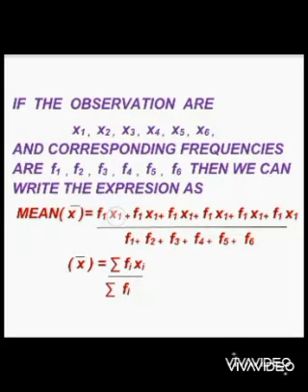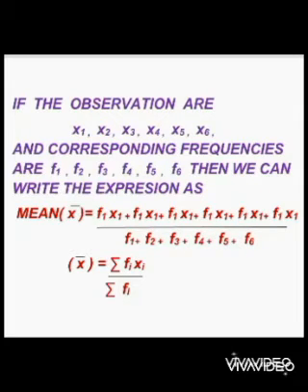So F1 x1 plus F2 x2 plus F3 x3 plus F4 x4 plus F5 x5 and F6 x6. Here it is written as F1 x1, children. You have to change this as F1 x1, F2 x2, F3 x3, F4 x4, F5 x5 and F6 x6. By frequencies, how many are there? F1, F2, F3, F4, F5, F6.